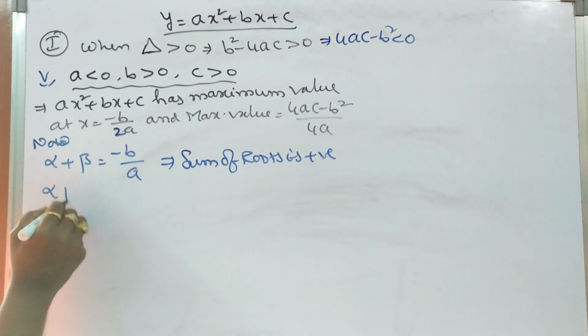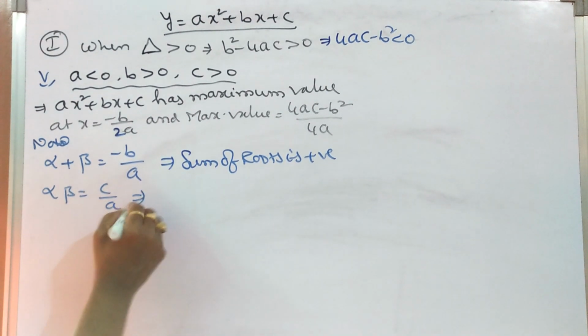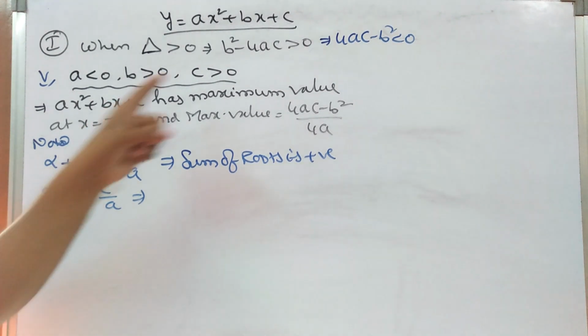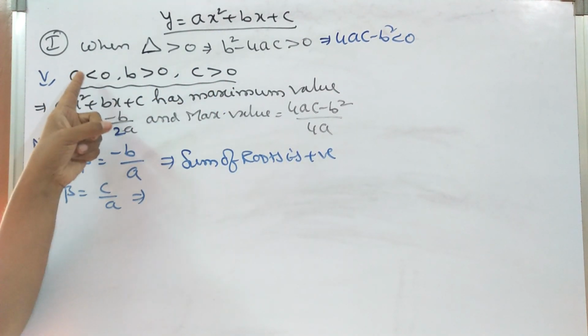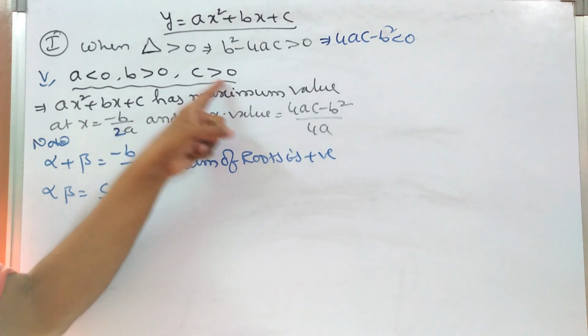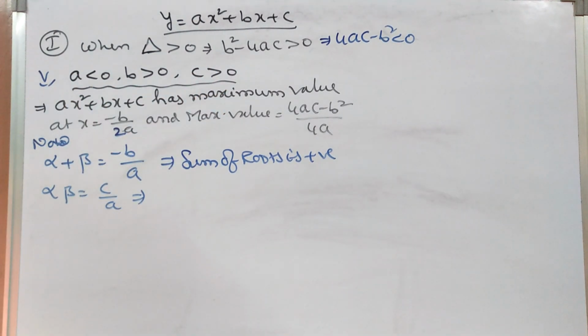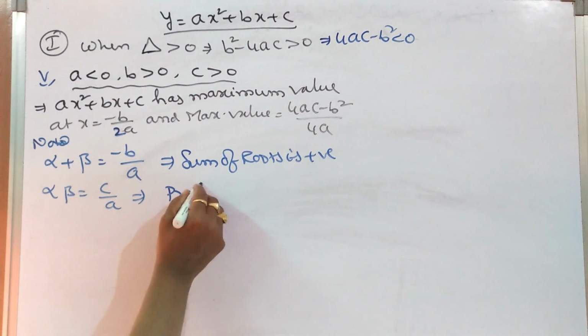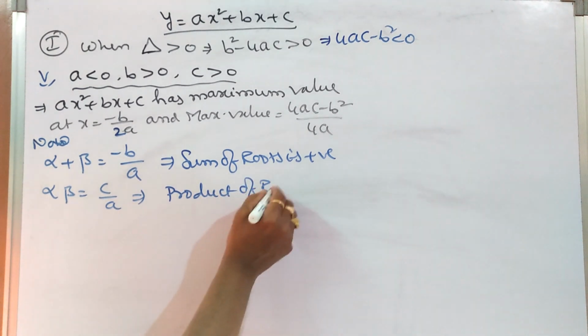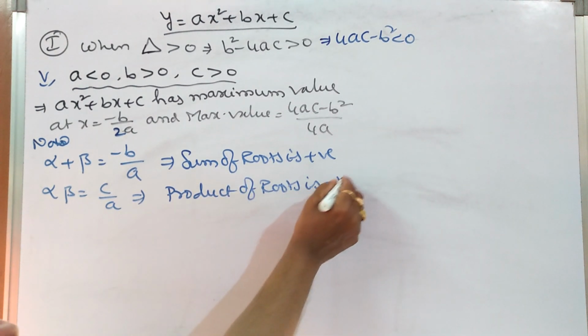And similarly, alpha beta. What is alpha beta? C by a. So C by a, how it will be? C is positive, A is negative, positive by negative, that means negative. That means product of roots is negative.